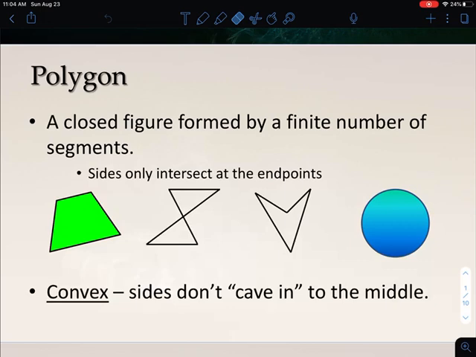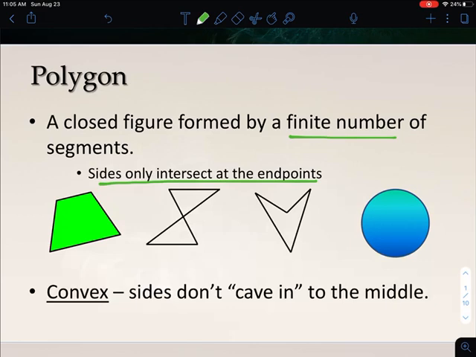This is a term we use in geometry to define a closed figure that is formed by a finite number of sides. So that means we can count the number of sides. And one important thing about polygons is that the sides can only intersect at the endpoints.